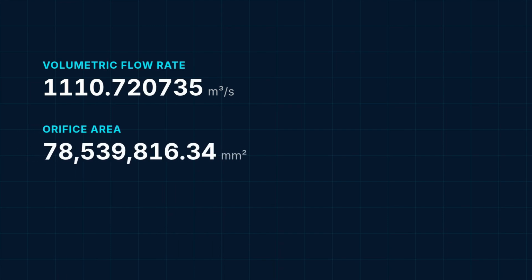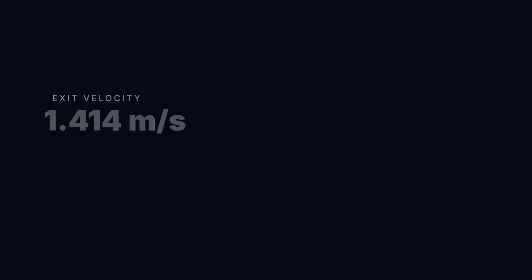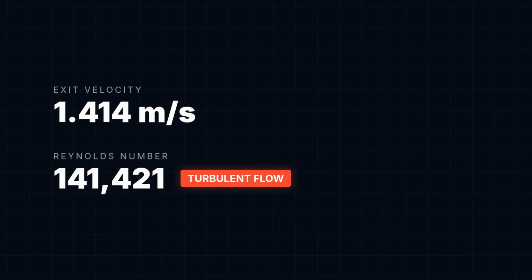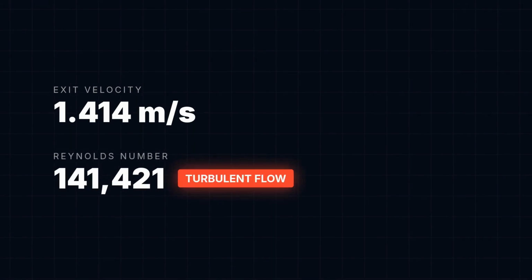Orifice area equals 78539,816.34 square millimeters. Exit velocity is 1.414 meters per second. Reynolds number is 1.1421, indicating turbulent flow regime.